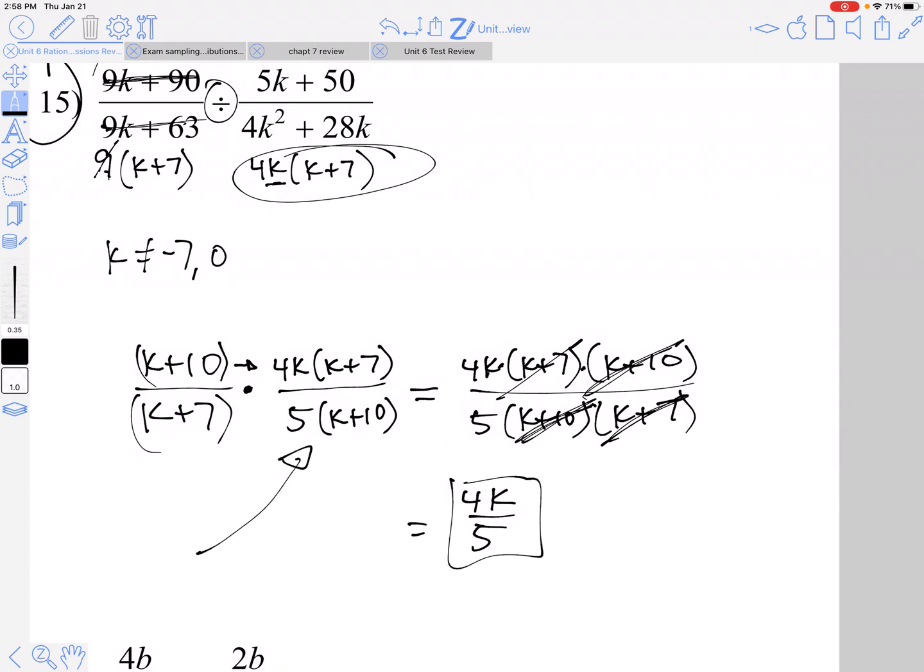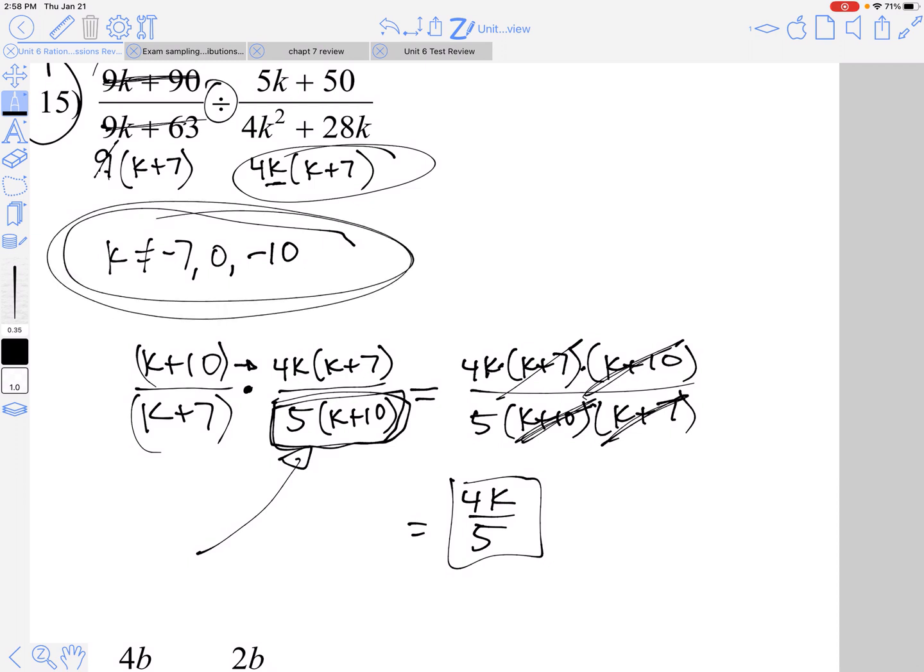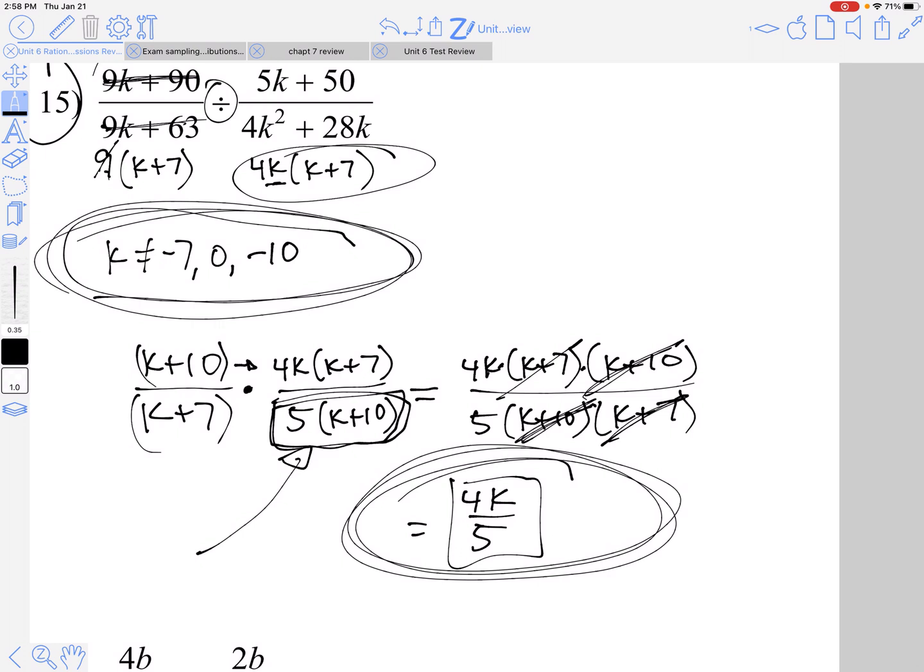But we have to pause for a second and notice that we did create a denominator. And so k can also not be negative 10, because in the process we created a denominator, and you can never have your denominator 0, so you have to look at all of them. So there's the simplified answer, and then our excluded values, not forgetting the new denominator that we created.